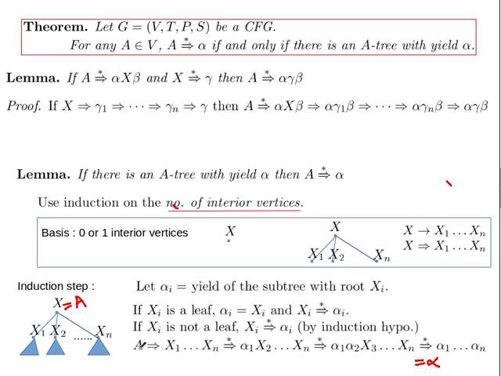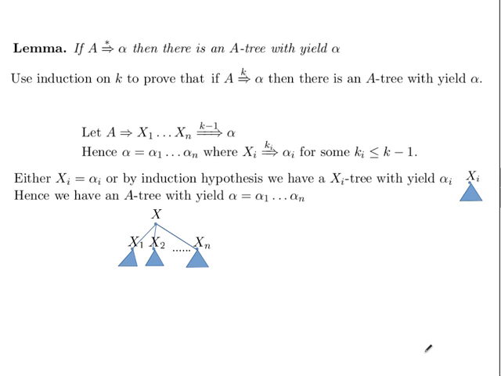So I proved that this A can derive alpha, and in the other direction I now have to prove that if there is a derivation, then there is a tree with yield alpha. There I use induction. If this is true, then there is some k such that this happens, that's the definition of this star. We use induction on this k to prove that if this happens, then there is a tree with yield alpha. Again, it's quite simple.